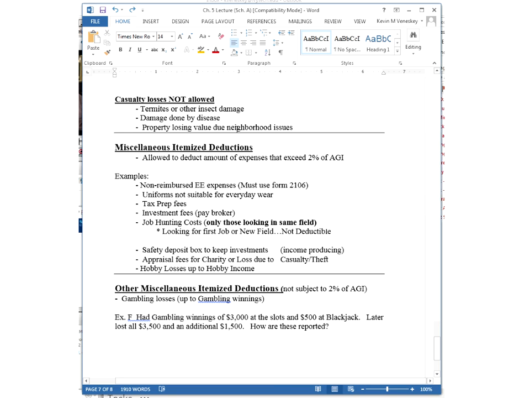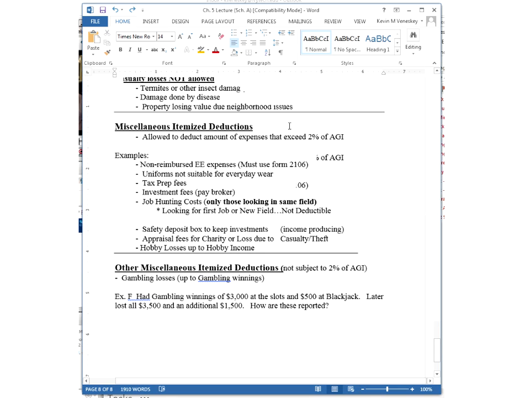Some items are generally not allowed. Again, I'm not taking a lot of time on this section because it's not that common for most people filing; it's more of a rare event. But termite damage typically has not been allowed in court cases because that is slow damage, even though you may not have found out until it was almost done. These are items that have gone through court cases and typically been denied.